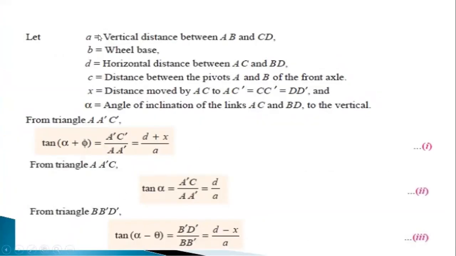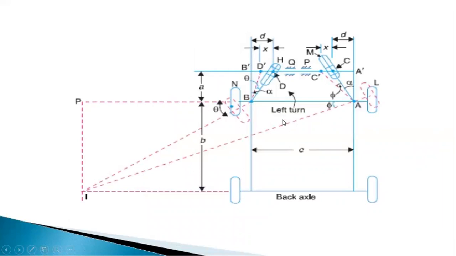Let a be the vertical distance between AB and CD, and b is the wheelbase taken in position, and d is the horizontal distance between AC and BD. So d is the horizontal distance between AC and BD. So this is the distance, small d.